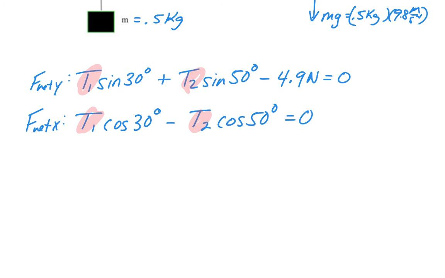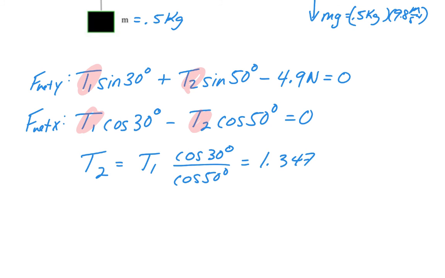The way I do this, and everybody has a different method, is I solve this F net in the x direction equation for T2. And I'm going to say, well, T2 must be equal to T1 times the cosine of 30 degrees divided by the cosine of 50 degrees. And I can plug that into my calculator if I want to make things a little bit easier to write. And I find that T2 is equal to 1.347 approximately times T1. Of course, I'm not going to approximate in my calculator. I'm going to carry out the significant figures. But when I write it, it's easier to write it that way.